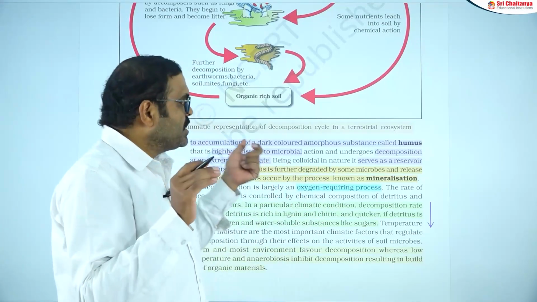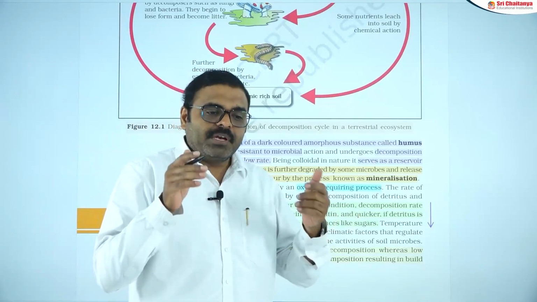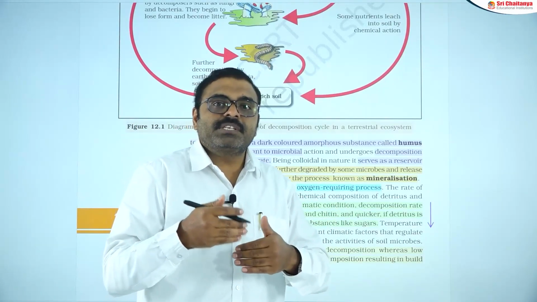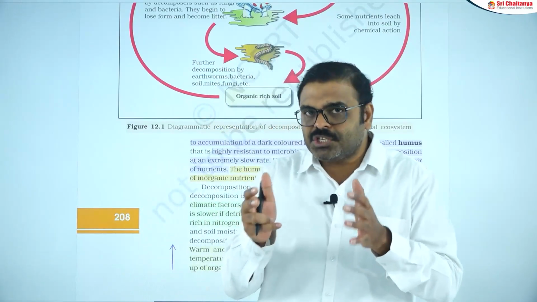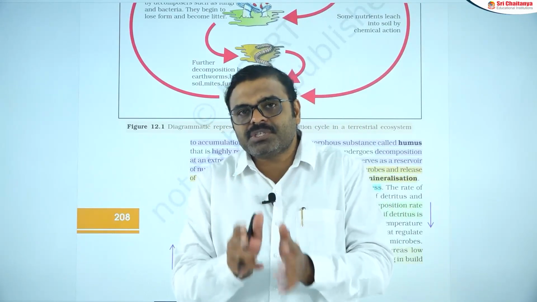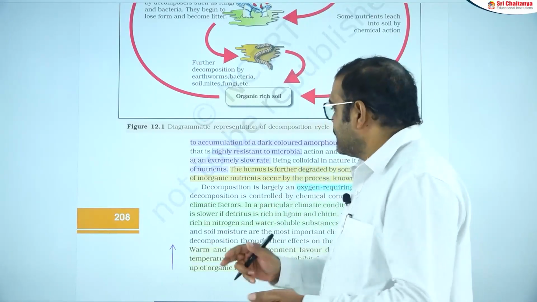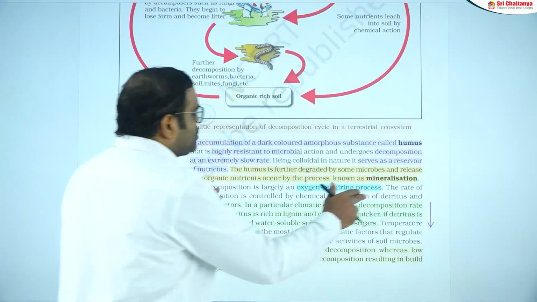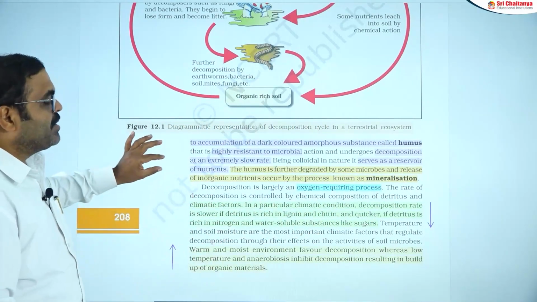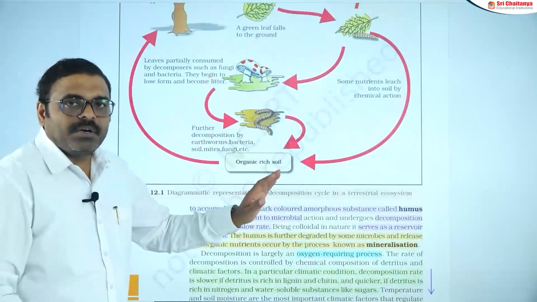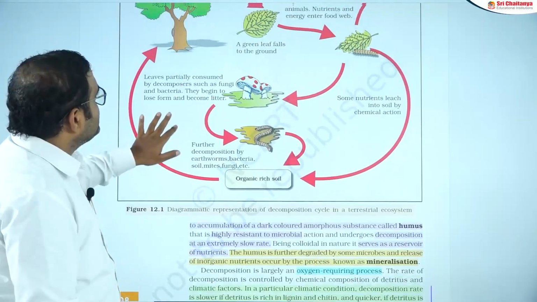The humus has a number of different variants with its characterization, because the humus is rich in nutrients, microbial action is very slow, but it is amorphous in nature and dark in color. Then the humus is further degraded by microorganisms, known as mineralization. This mineralization is the end of the decomposition process. So here, see the diagram.